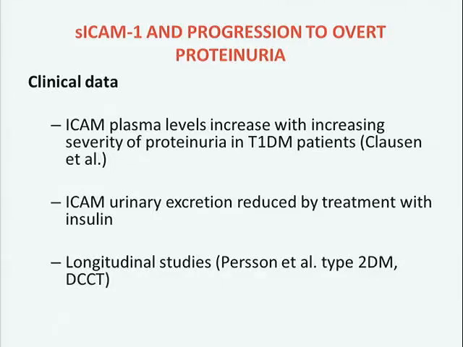The clinical data is probably more limited. In this cross-sectional study of Clausen and collaborators, ICAM plasma levels increased in patients who had proteinuria compared with normal subjects or patients who had no proteinuria. And furthermore, the plasma levels were higher in people who had more severe proteinuria. But this is a cross-sectional study. Insulin treatment has been shown to also reduce ICAM urinary excretion.